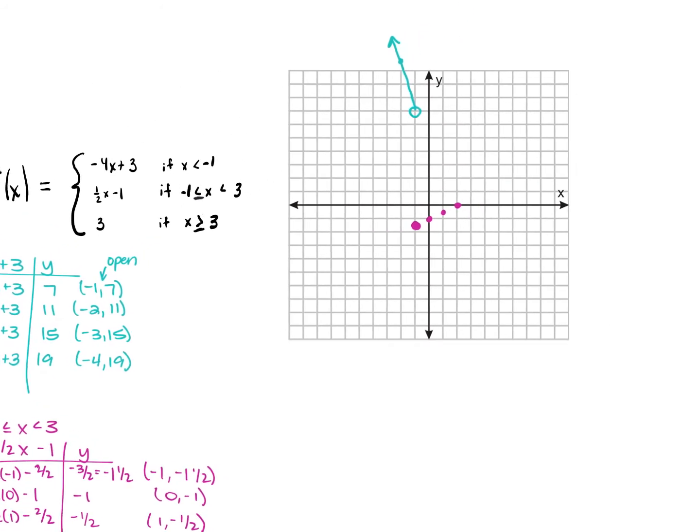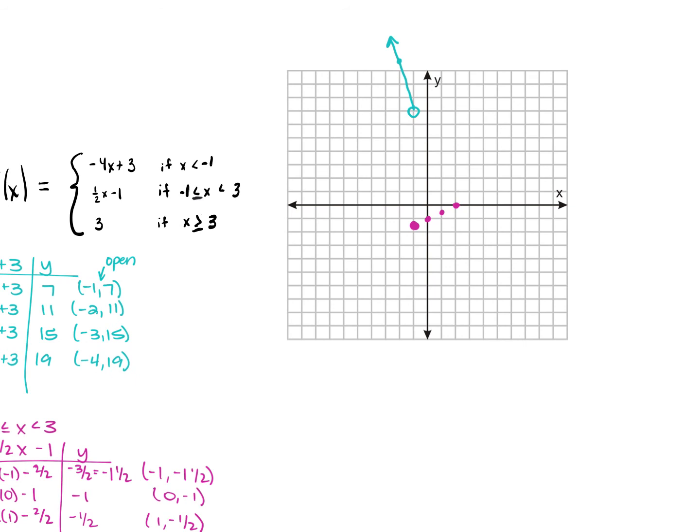So 3 1/2 is here. Again, that one is open, so you have to make sure you put an open circle there. So you just connect your points to form your line.